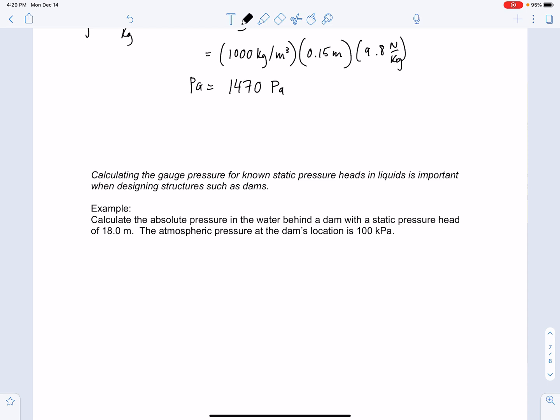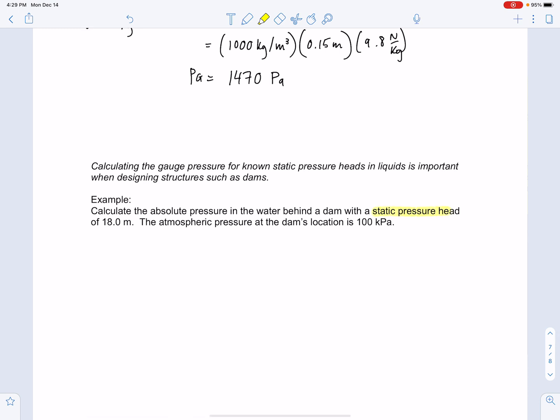Let's try another example. Calculate the absolute pressure in the water behind a dam with static pressure head of 18 meters when the atmospheric pressure at the dam's location is 100 kilopascals. Okay, so let's see what information we're given. We know the static pressure head is 18 meters, so we write h equals 18.0 meters. We know the atmospheric pressure is 100 kilopascals. And what they want us to find is the absolute pressure.